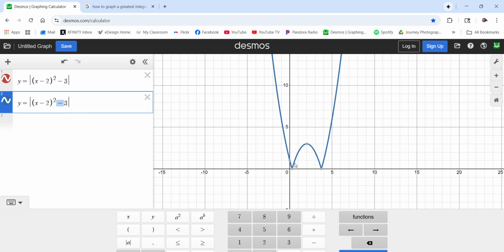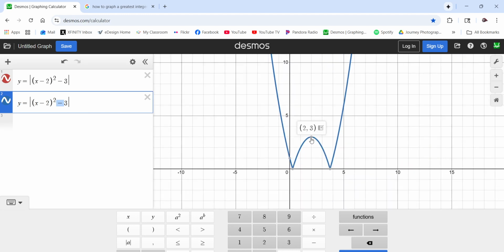Because what was this trying to do? It was trying to put that point down here at -3, wasn't it? But can you have a negative? So what did it do? It made everything that was going to be negative, it made it what? Positive. So it actually flipped it up because of the absolute value.